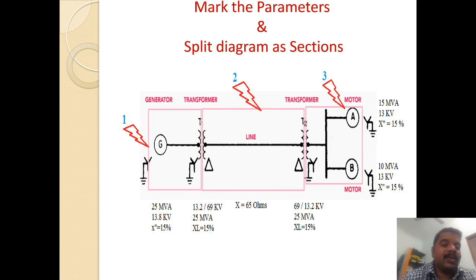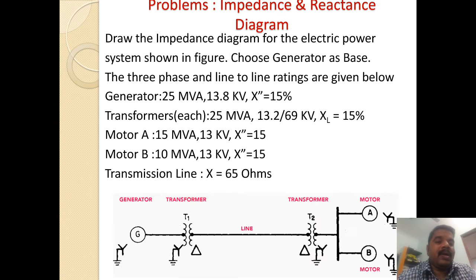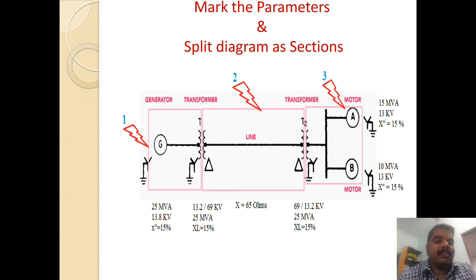Then the motor A and motor B values are 13 kilovolt and 13 kilovolt, as given in the problem. For motor A, the voltage is 13 kilovolt. For motor B, the value is given as 13 kilovolt. So we have to mention this in the diagram. These are the values we mark in the diagram.